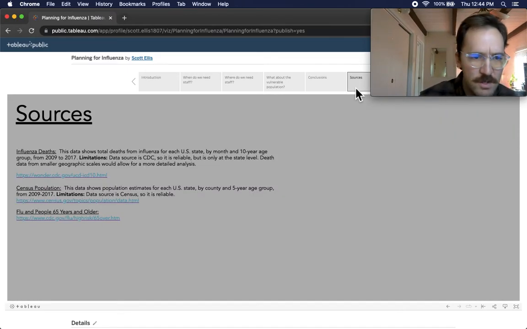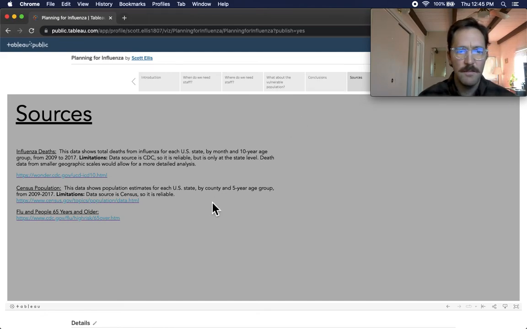And finally, onto our sources. For influenza death data, we got that from the CDC, so it is highly reliable. Its main limitation is that it was at the state level, so any flu severity data at a finer geographic level would help us with the next steps. The population data came from the census, so it is also highly reliable. It went down to the county level, but it was aggregated up to the state level to match the influenza deaths data for this analysis.